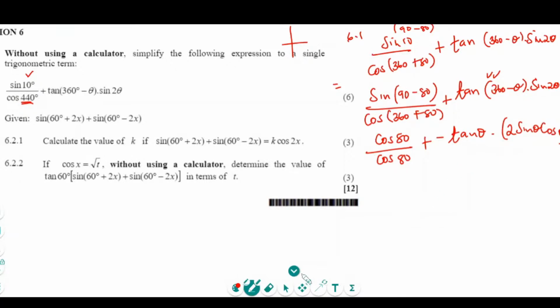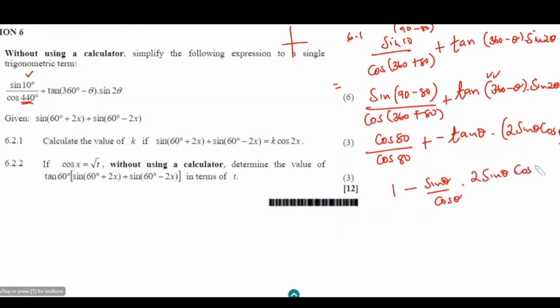Okay. Then we simplify this. We have 1 minus, we can change this to sine theta over cos theta, multiplying it by 2 sine theta cos theta. This cos can cancel that. Then I'm left with 1 minus 2 sine squared theta, which is the same as cos 2 theta. Okay, that is done. Cos 2 theta for 6 marks.